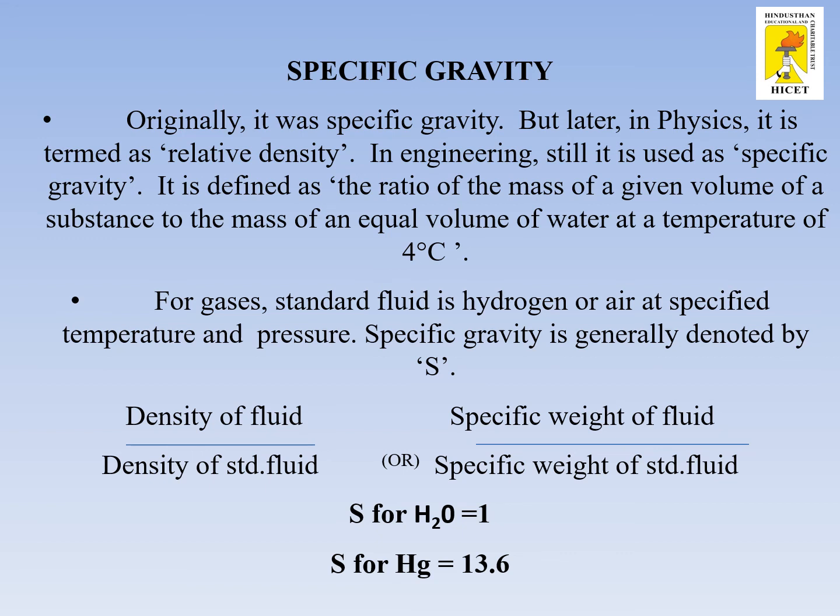Specific gravity is generally denoted by capital S. The formula for specific gravity is S equal to density of the fluid divided by density of the standard fluid, or specific weight of the fluid divided by specific weight of the standard fluid. The specific gravity of water, H2O, is 1. The specific gravity of mercury, Hg, is 13.6.